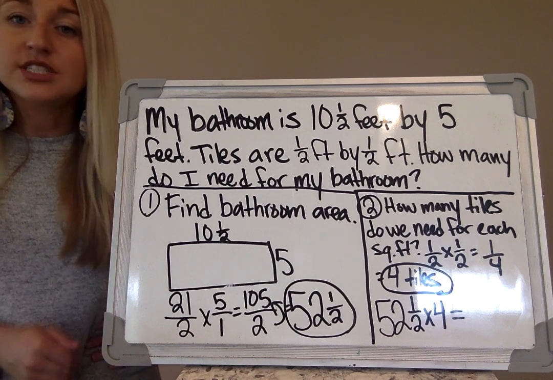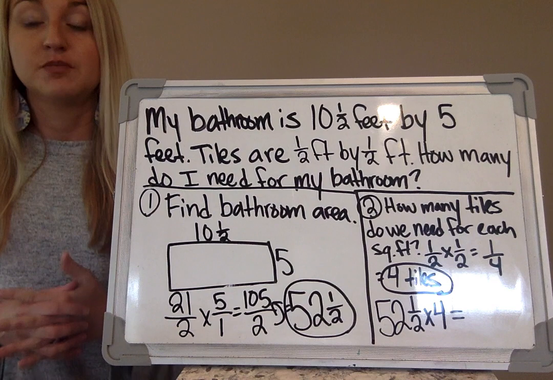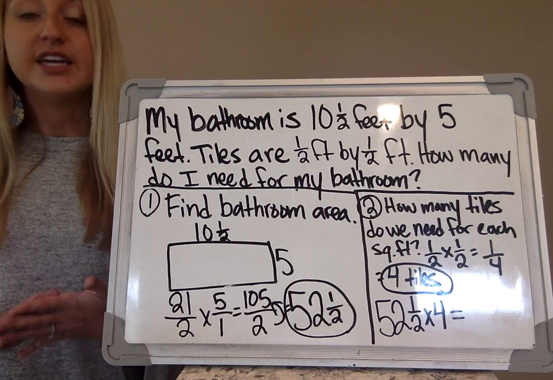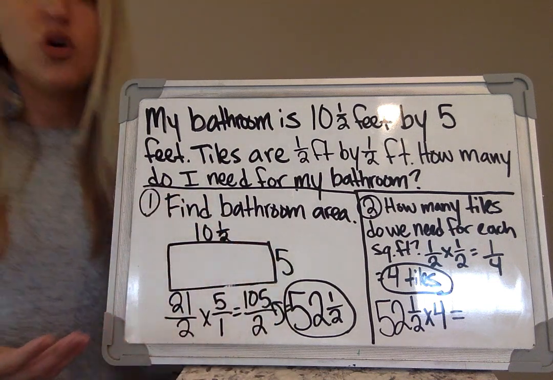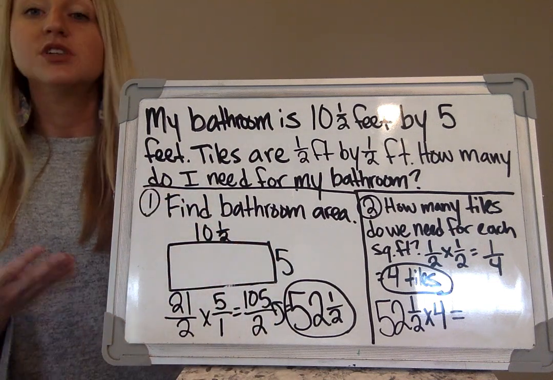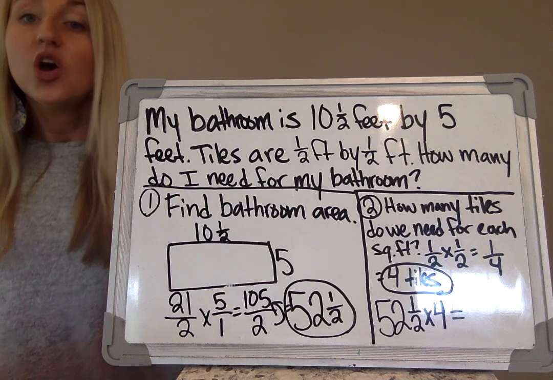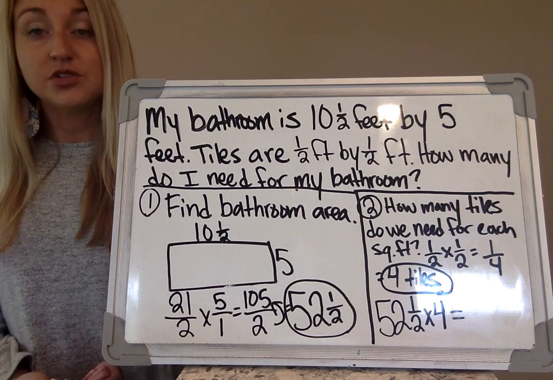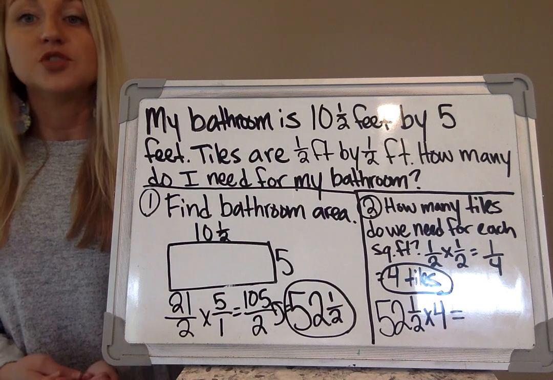Well, the first step that we need to do is to find the area of this bathroom. How much space are we trying to cover? It told me that my length was 10.5, and it told me that my width of my bathroom was 5. So before we can even start thinking about how many tiles we need, we need to think how much space we want to cover. I chose to find this using the traditional method, multiplying the length times the width.